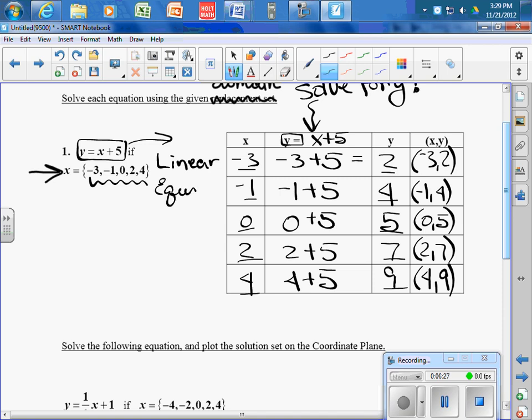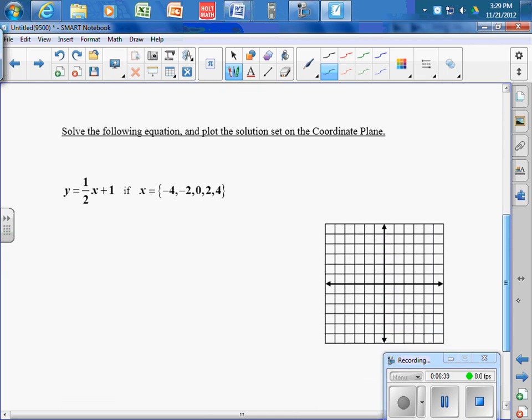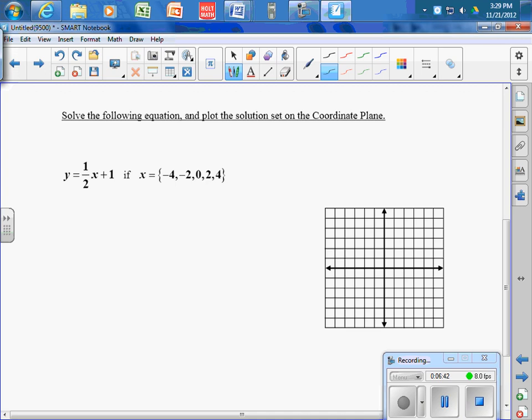And what would happen if we plotted these points on the coordinate plane, they would line up in a straight line. We're going to see that on the next problem here. Following equations, plot the solution on the coordinate plane. Now here's the domain that we're going to be using. So I have my set of x's. Those numbers are going to be negative 4, negative 2, 0, 2, and 4.